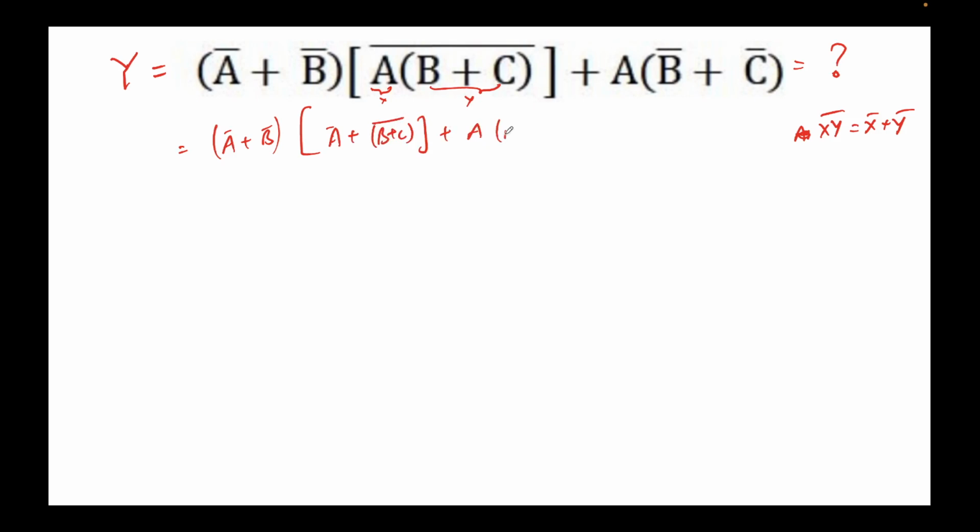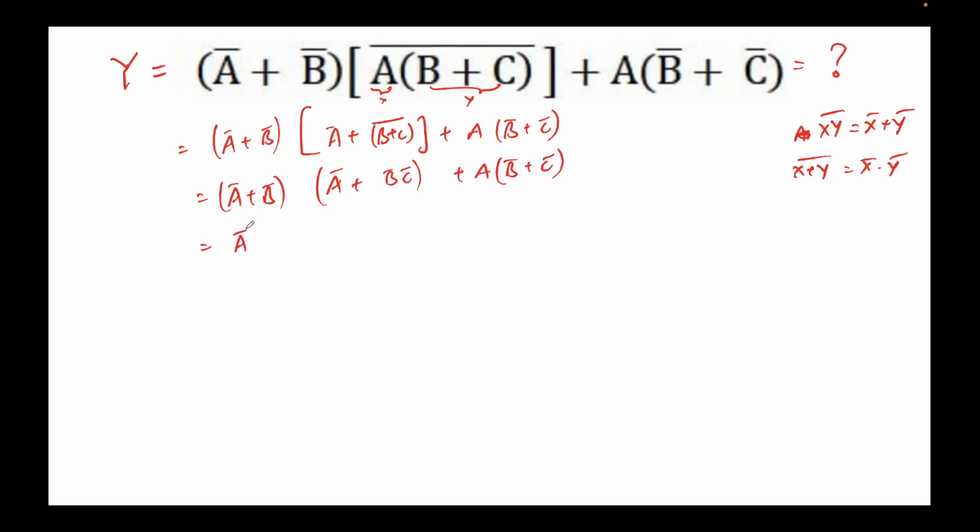Let's copy the second term; this term will remain the same. Now I can apply the second De Morgan's law, which is X plus Y whole bar equals X bar times Y bar. Look at B plus C whole bar, it's of the form X plus Y whole bar, so I can write it simply as B bar C bar, plus A times (B bar plus C bar). Now let's multiply the terms.